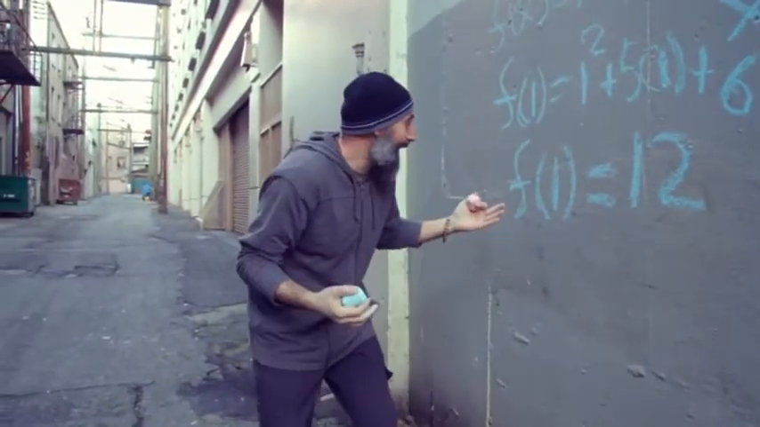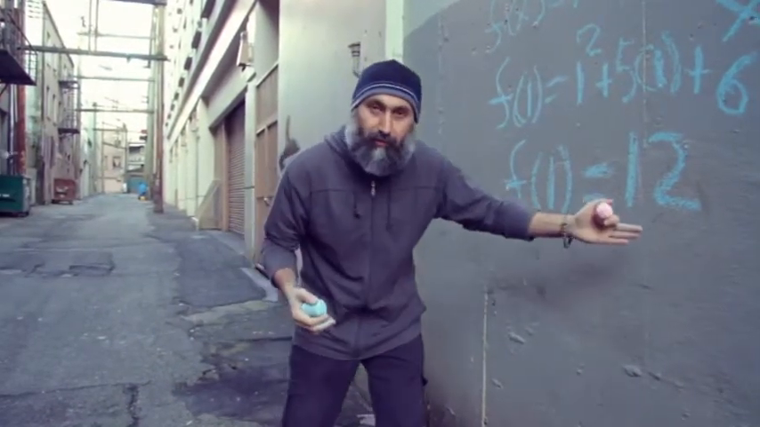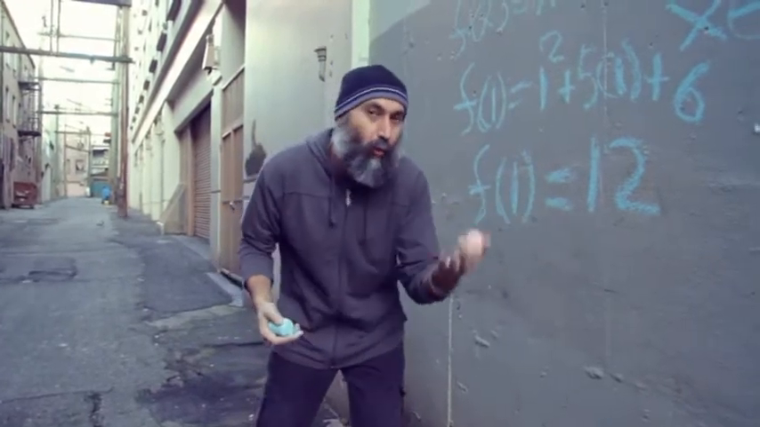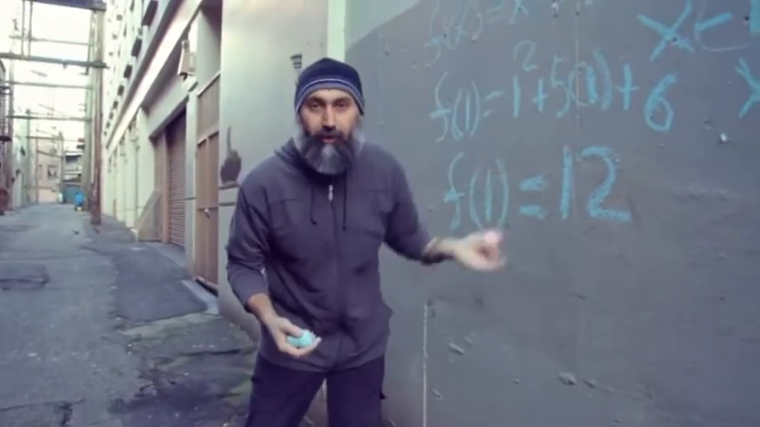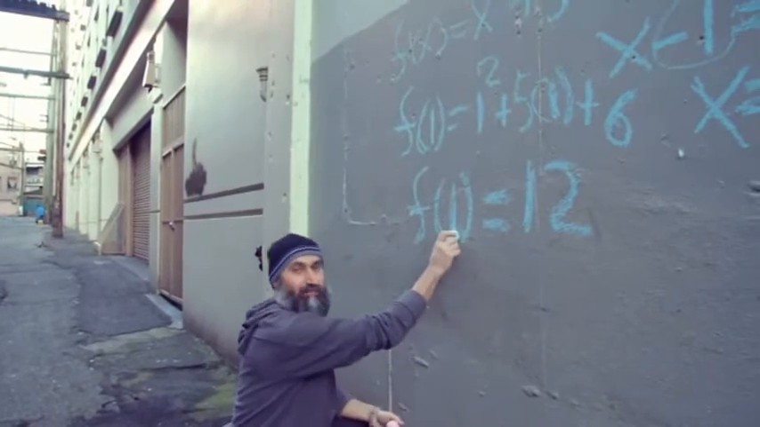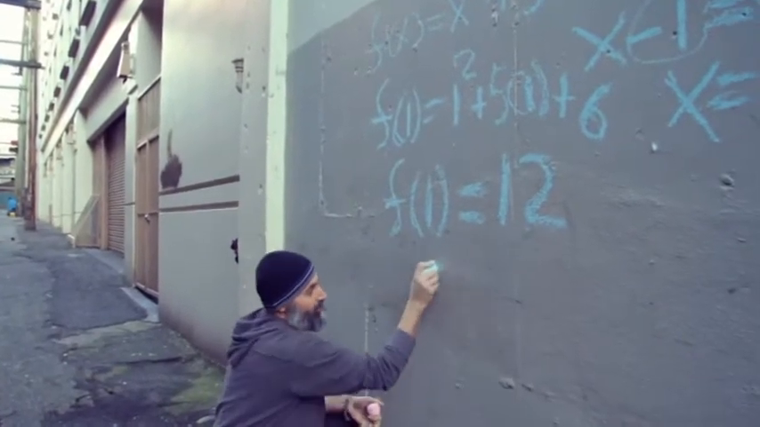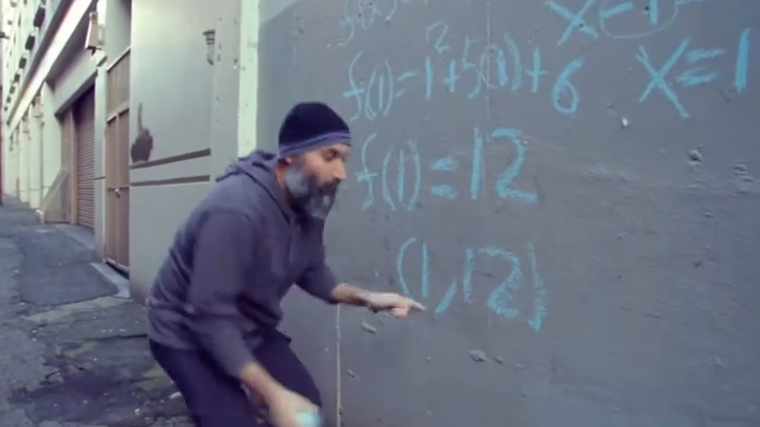So what you have here now is f of 1 is equal to 12. What is this thing? This is just a coordinate on our function, on our parabola. So this is your x value, and that's your y. So this just becomes 1 and 12.